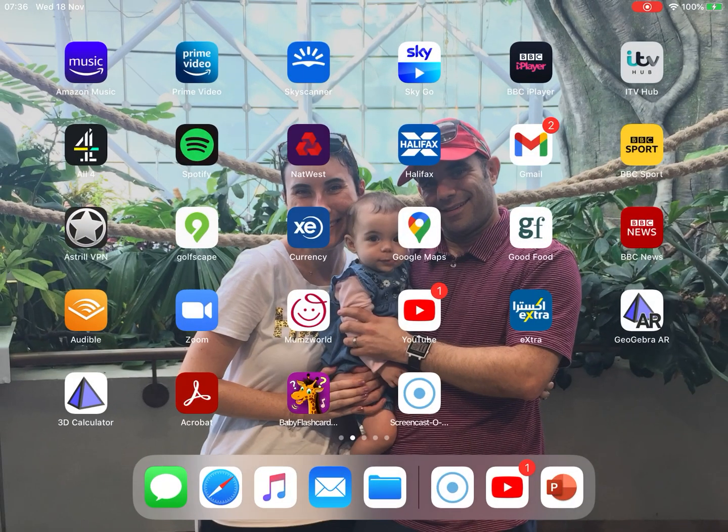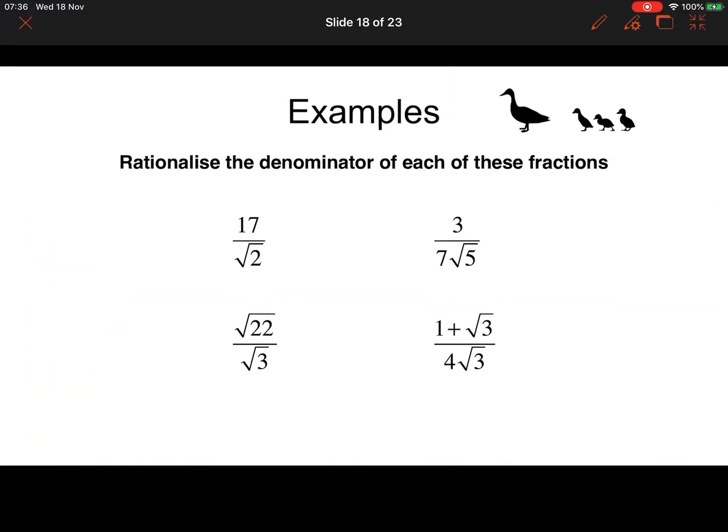Okay, welcome to part 5, year 10. So what we're going to be doing now is a skill called rationalizing the denominator. Now let me explain exactly what that means, okay? Here I've got 4 examples of some fractions involving surds, okay?